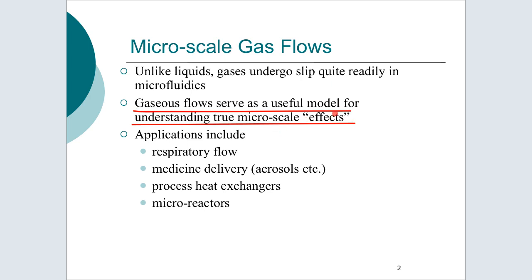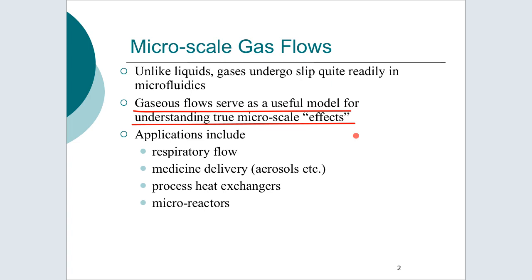So what happens? Well, gases undergo slip much more readily than liquids. In fact, you can get slip effects occurring in gases in millimeter-sized channels. So it's relatively easy to see deviations from classical continuum mechanics with gases. How does that arise? It comes from the fact that gases are dilute, very well spaced apart. There's a lot of spacing between the molecules.